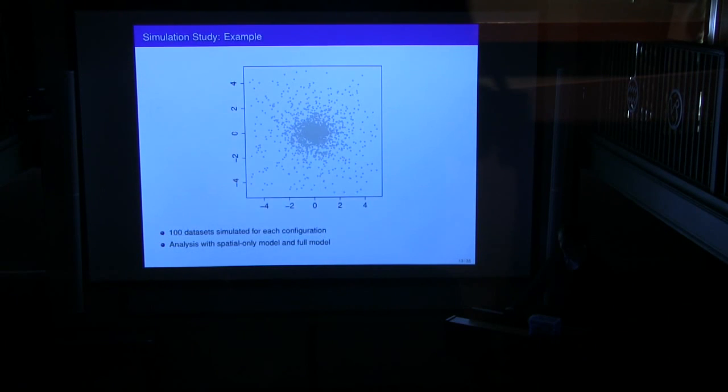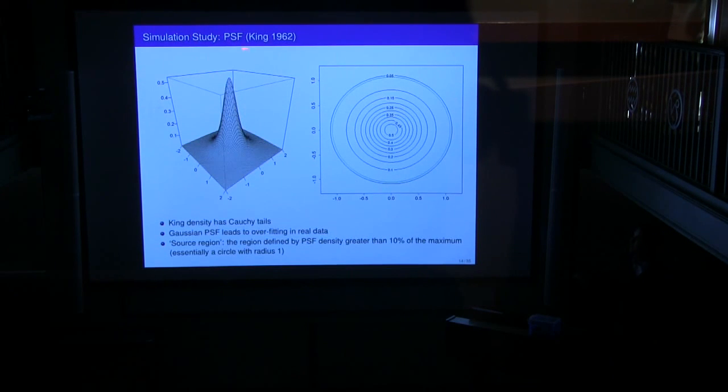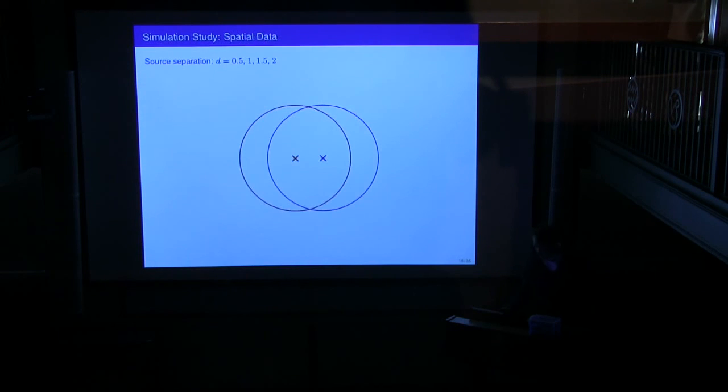In our simulations and our real data analysis, we use the King density as the PSF. This is essentially a 2D Cauchy distribution, shown here. To interpret our simulation settings, we define a source region, which is the region where the PSF is greater than 10% of its maximum. That's just this green circle, the circle of radius 1, basically, so it's very easy to remember. Okay, so let's look at the simulation settings. In each simulation, we're going to keep it very simple, with just two sources.